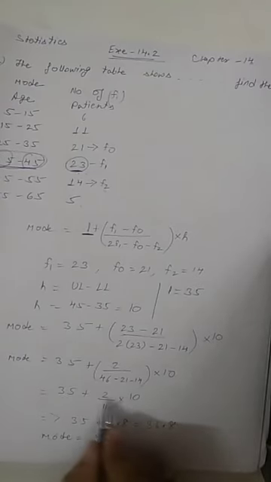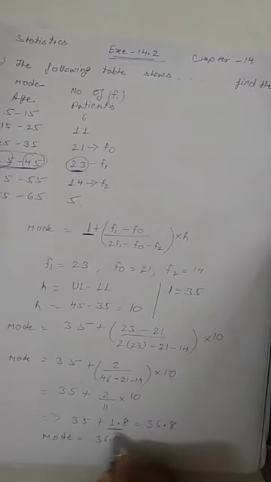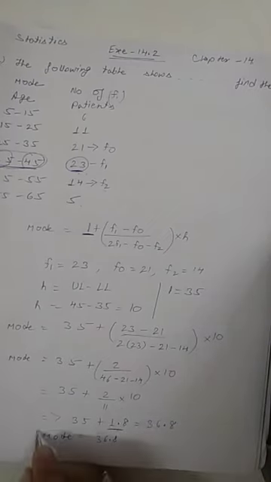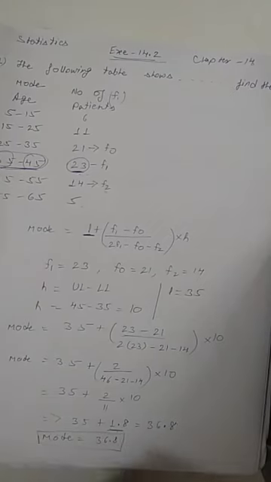See, 2 into 10 gives 20 upon 11. Divide 20 by 11 and you get 1.8. Add both and you get 36.8. So this is your answer.